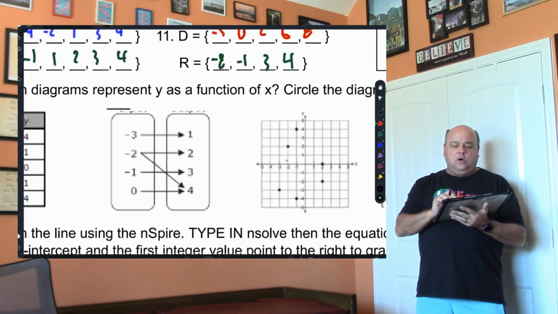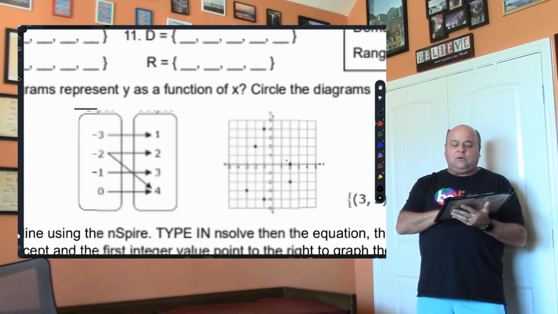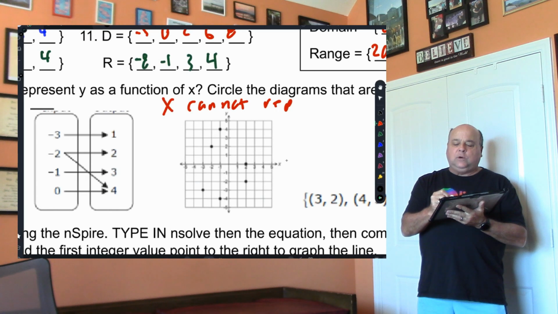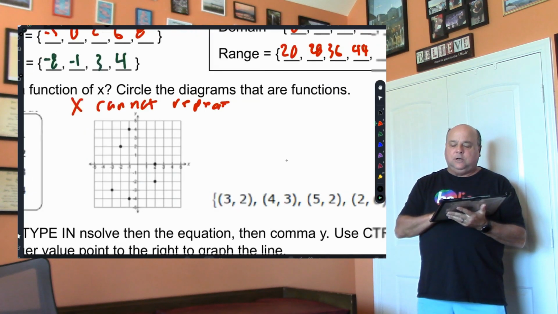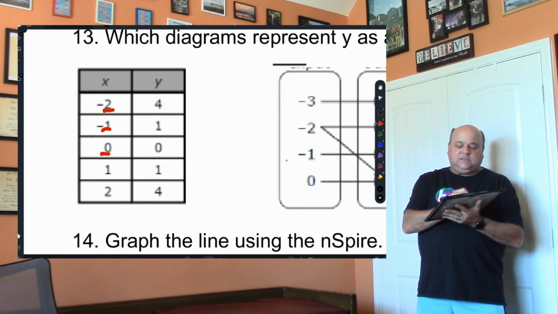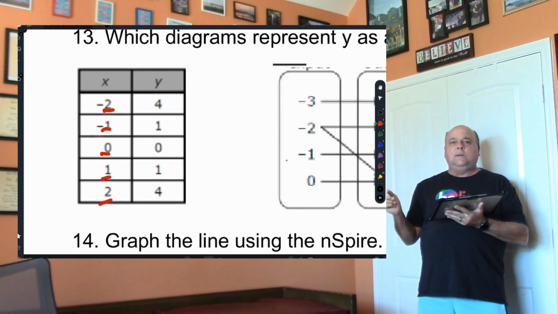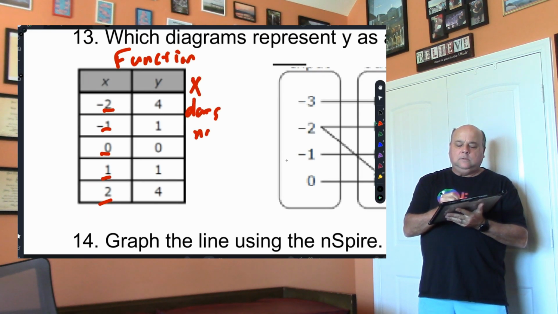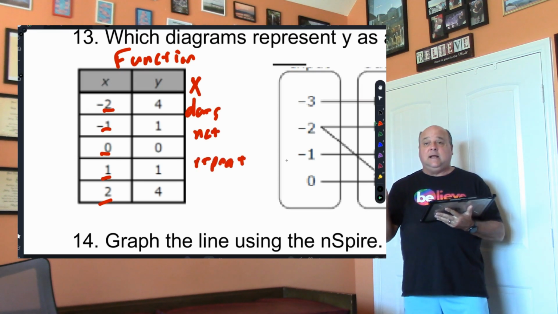Number 13. Which of the diagrams represents y as a function of x? Write down x cannot repeat. If x repeats, it's not a function, okay? So let's look at this one. Underline your x's. None of those repeat, is it? So this is a function because the x does not repeat. If the x repeats, it's not a function.